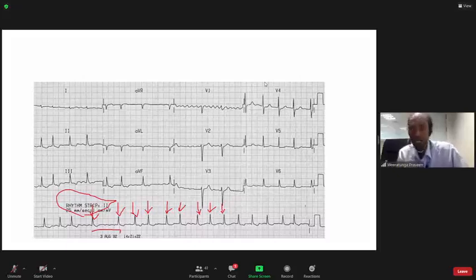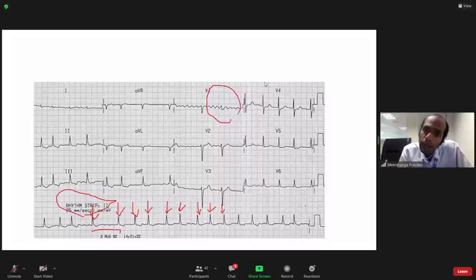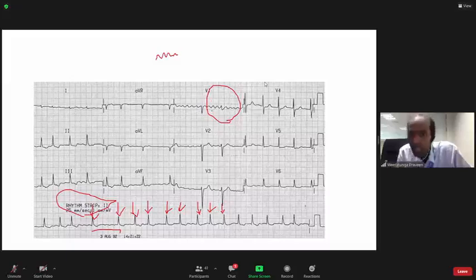Atrial fibrillation. Now, two important things about this ECG. If you look at lead V1, you might be tricked into thinking it's a flutter wave. You can see it's a sort of flutter wave like thing. But remember, in atrial fibrillation, you can get this appearance in V1. It is not flutter, it is atrial fibrillation. You can get that appearance in V1 like a flutter wave sort of appearance.